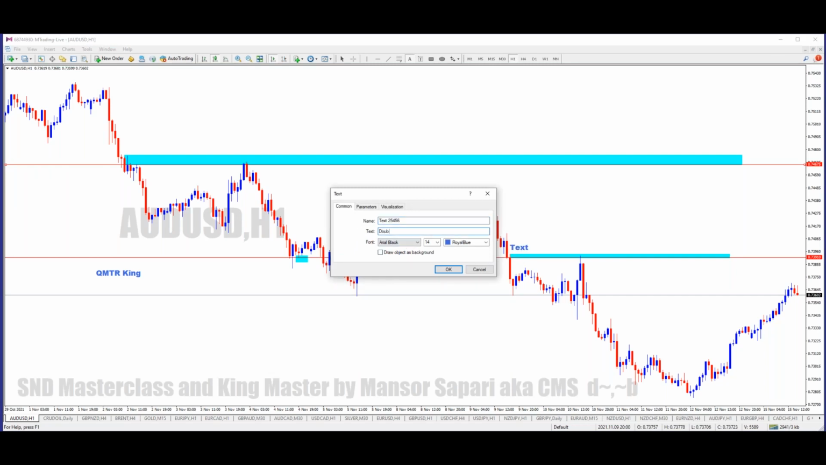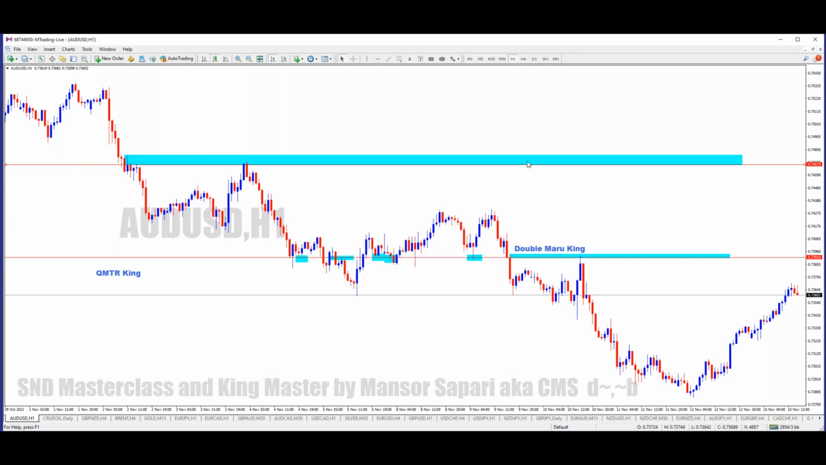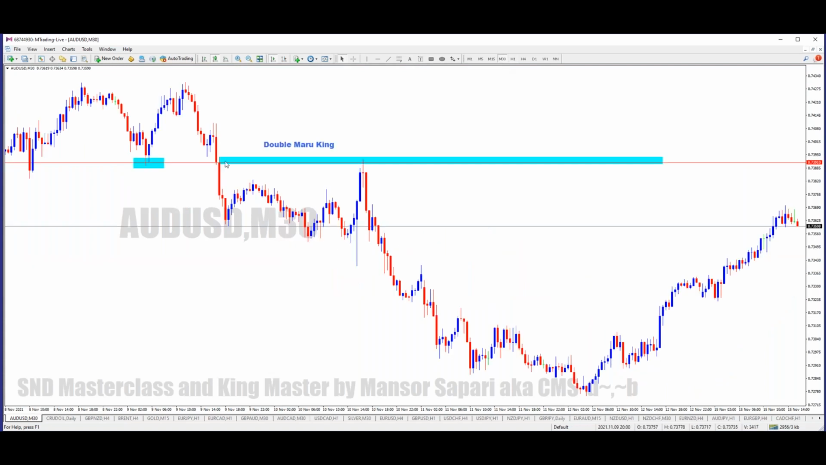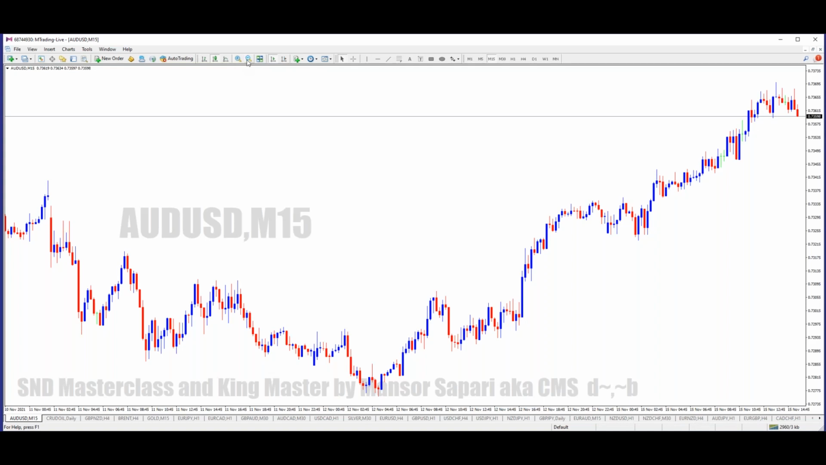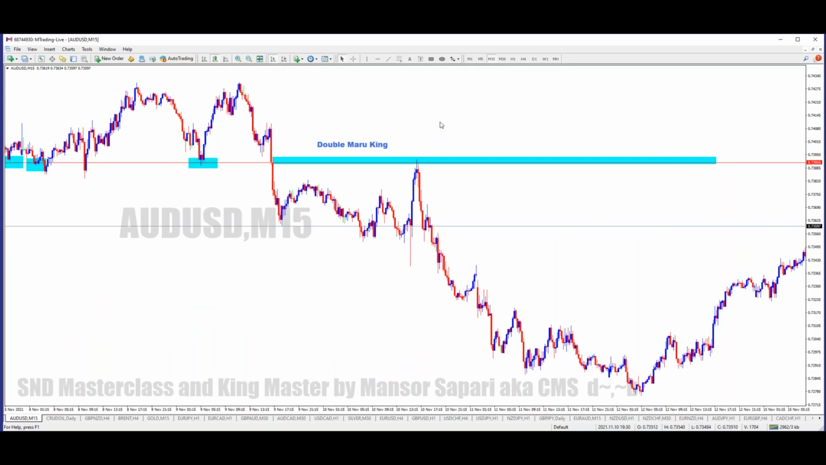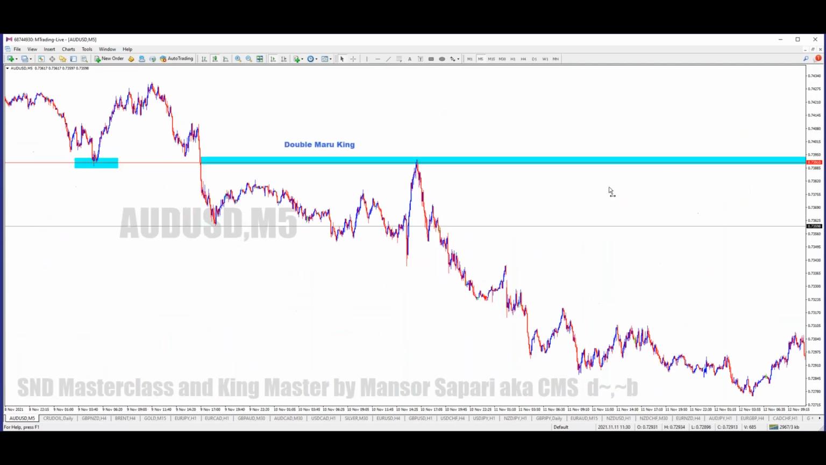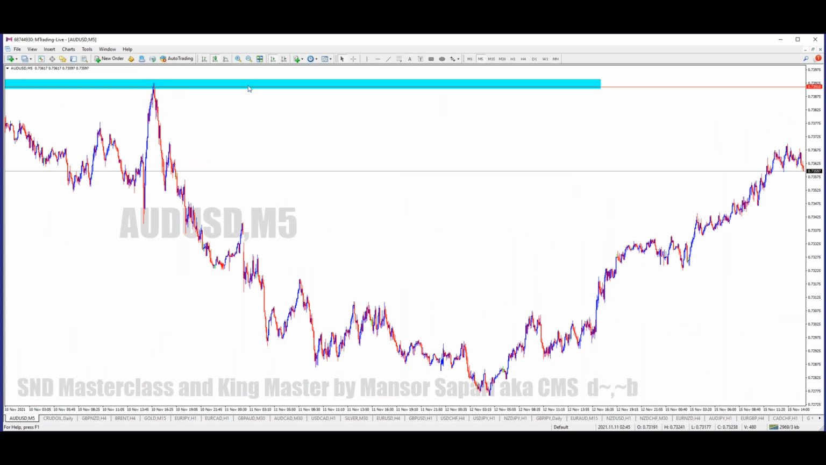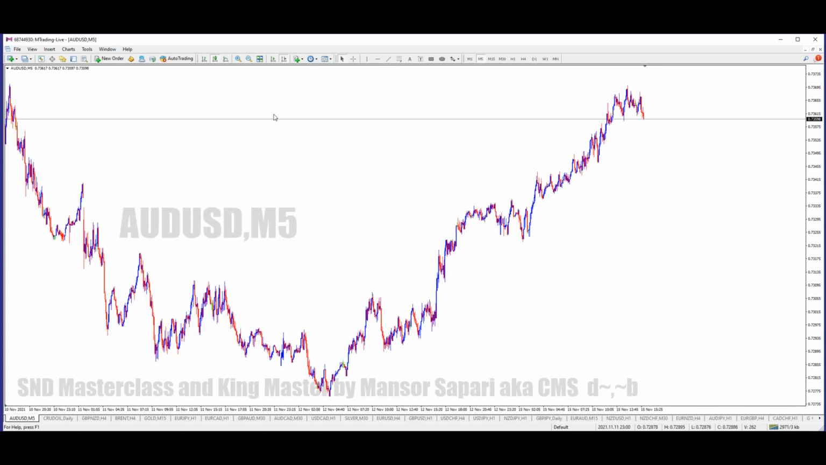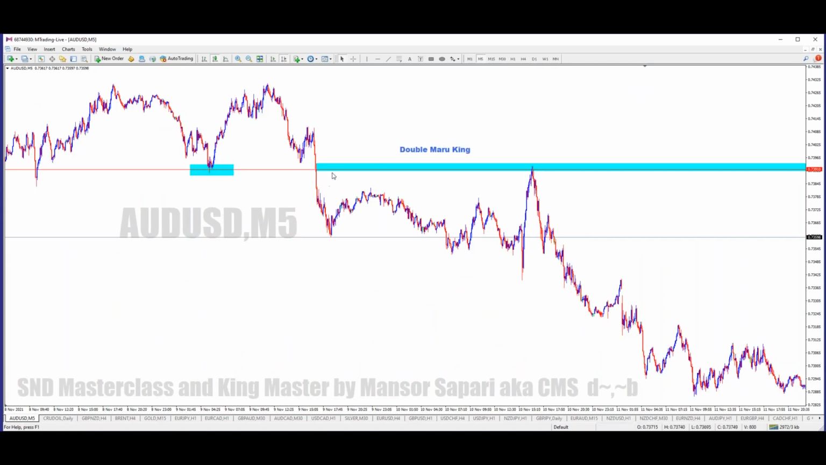This is your double maru bozu king. Okay. Now, if you change to M30, it is still double maru bozu. If you go M15, it is still a double maru bozu. If you go to M5, is it still the same? Yes, it still is the same, double maru. Actually, it is a drop base drop. So this is a very, very excellent king.